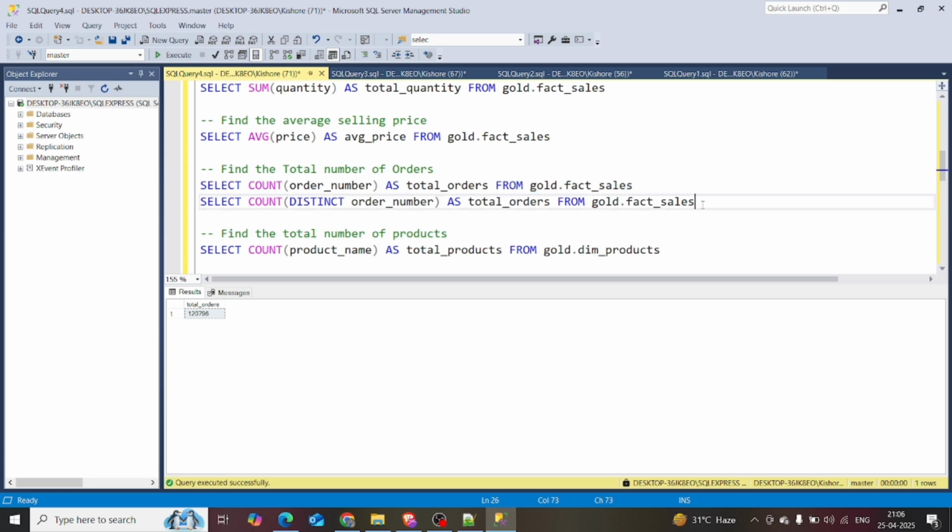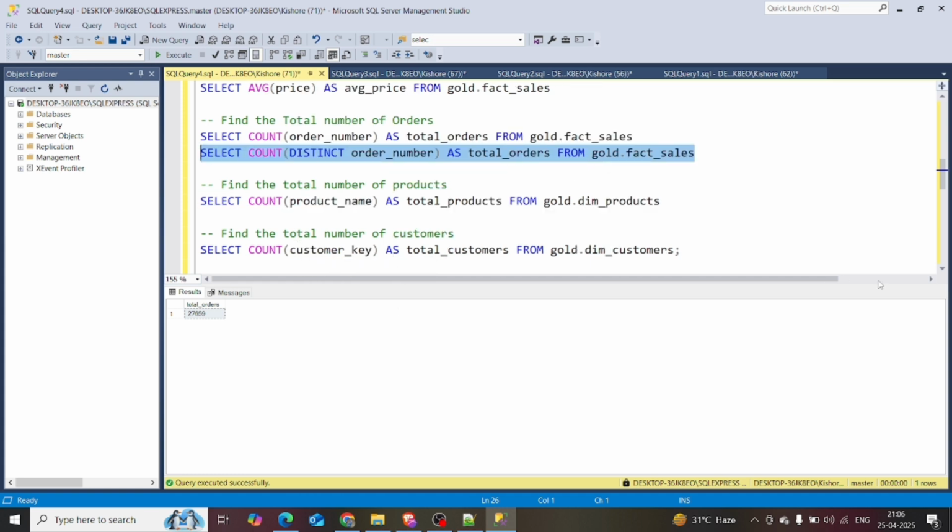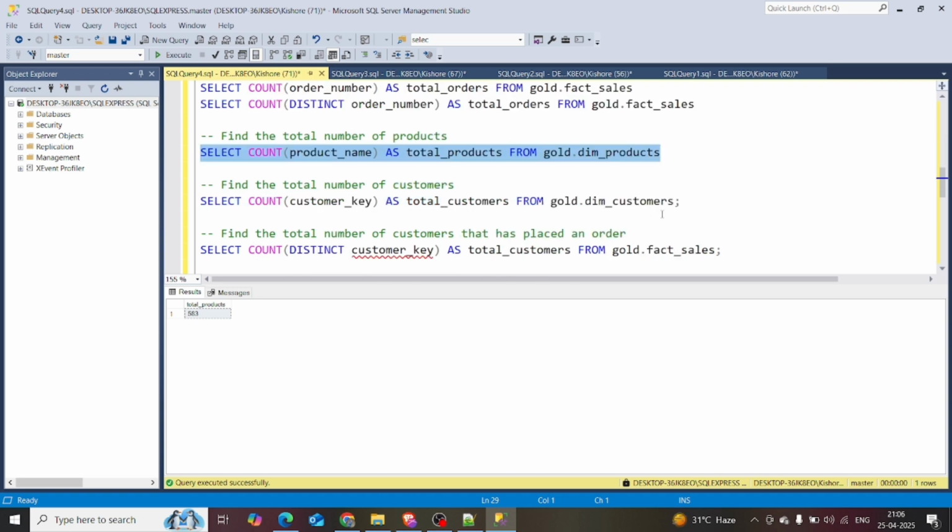Next, we want to know the distinct order numbers. So we are using distinct order number in this table, and there are 27,659 distinct, which means unique, order numbers. And we want to find the total number of products in the dim products table, so we are using the count function as count of product name. Let's execute it. There are a total of 583 products in the company.